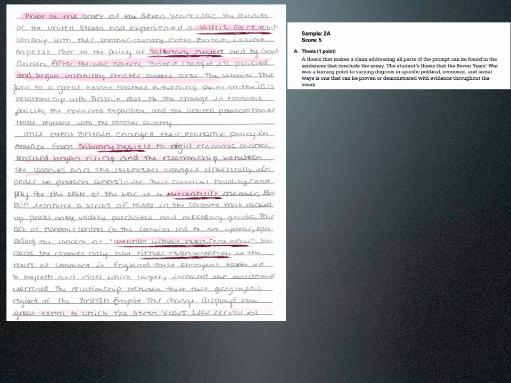to make their argument. Okay, so you see the thesis in the last sentence of the first paragraph, and the student jumps in on the first full body paragraph, talking about Great Britain changing their economic policies and referring specifically to salutary neglect, mercantilism, taxation without representation, virtual representation.